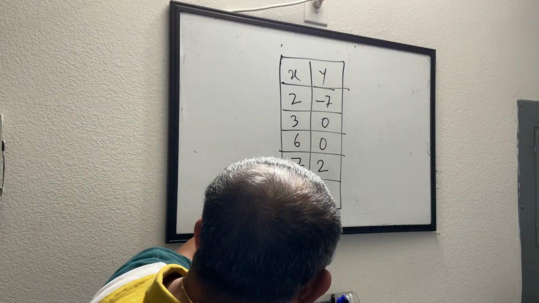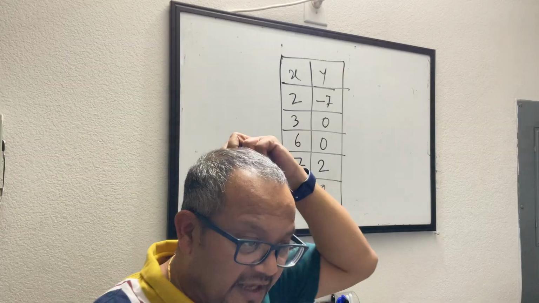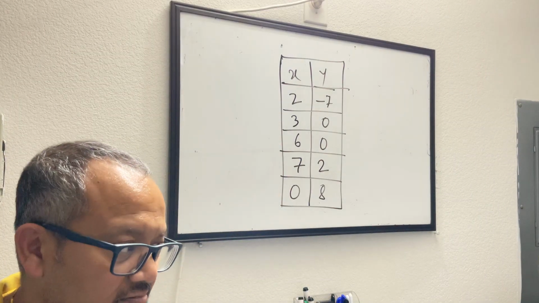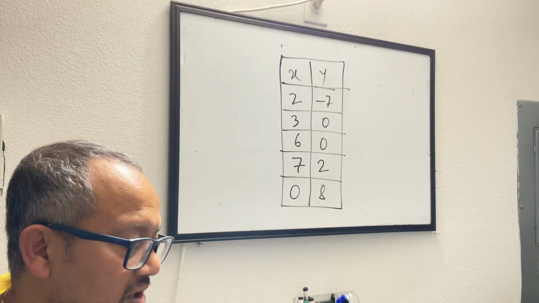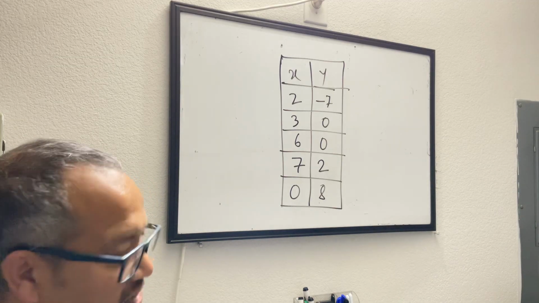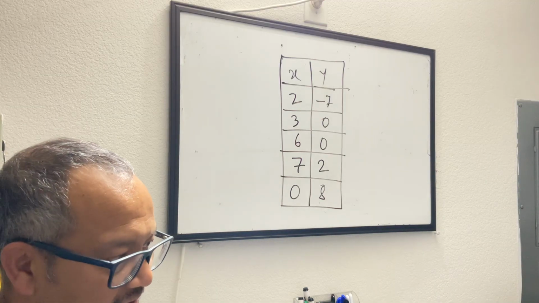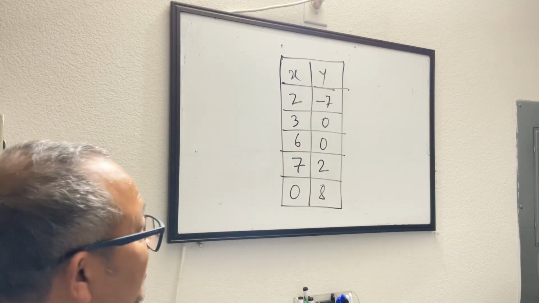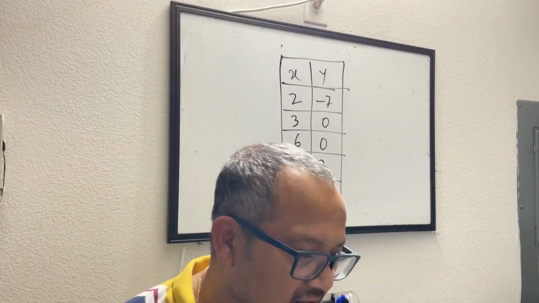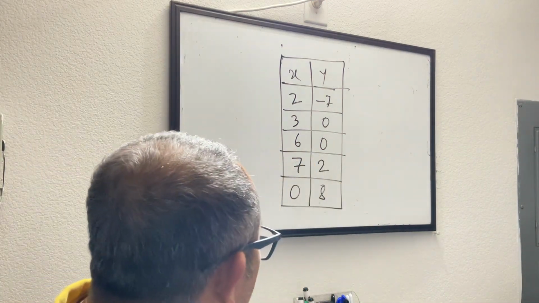The table is x: 2, 3, 6, 7 and y: 0, 0, 0, 8. Now, what is my x and y intercept here? Vivan, any thought? Is it 3? Your x-intercepts are 3 and 6, and your y-intercept is 8.